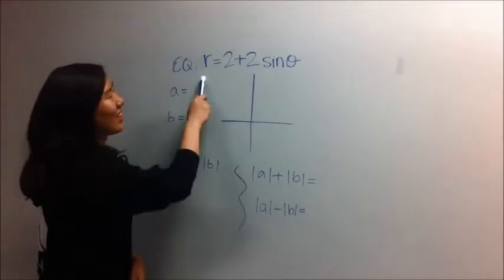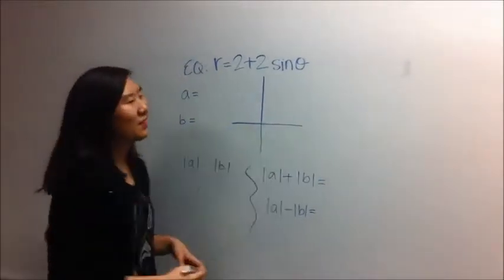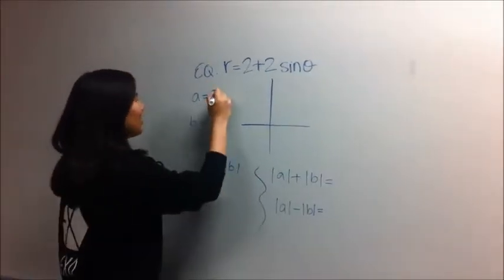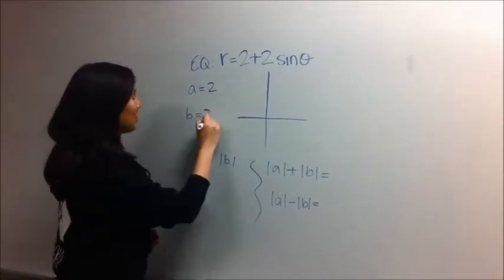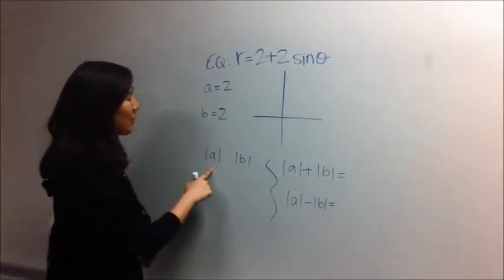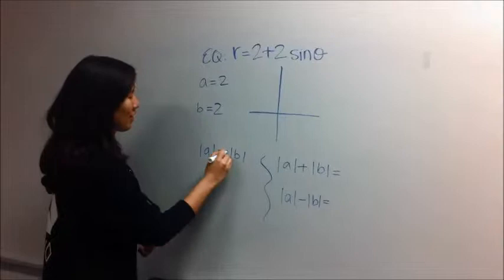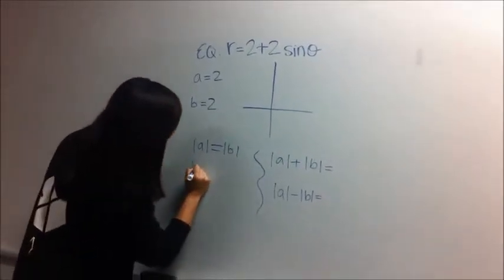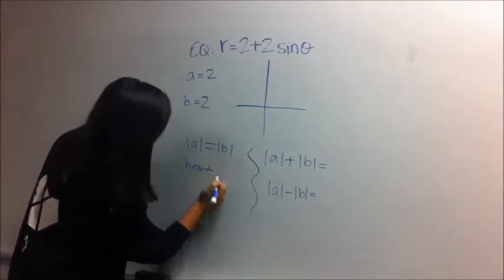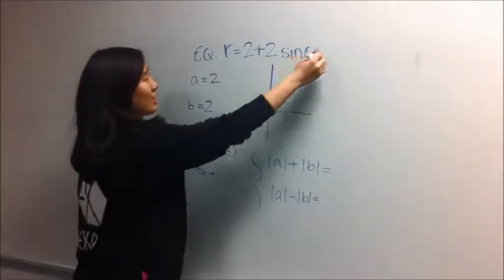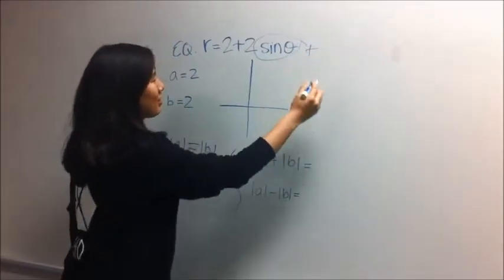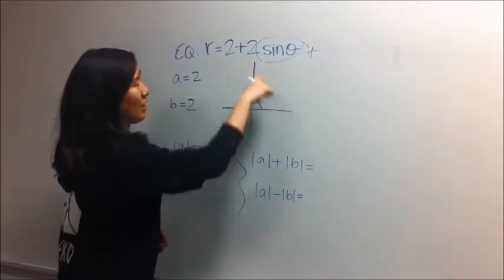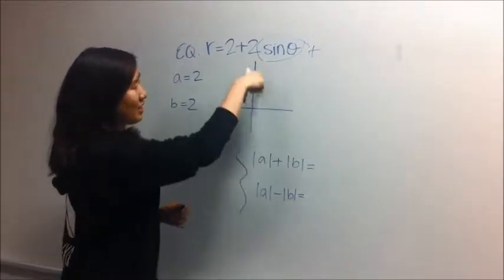So the equation is r equals 2 plus 2 sine theta. And so a is 2 and b is also 2. And the absolute value of a and the absolute value of b are the same. So that makes this graph a heart, or a cardioid. And since it's a sine and it's also positive, then it's going to be mostly on the upper y-axis.